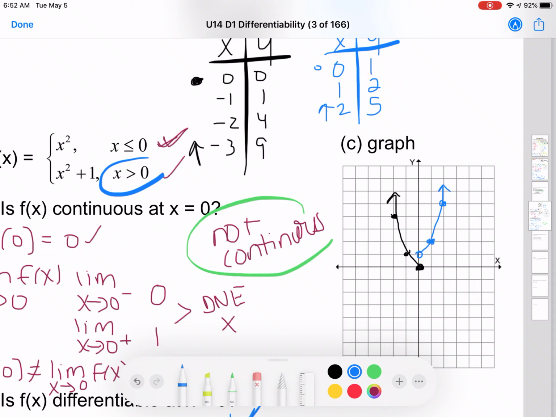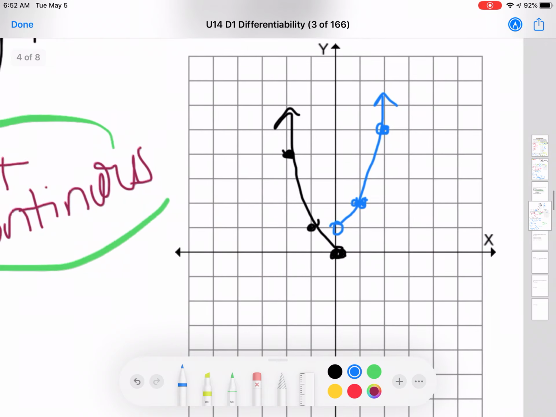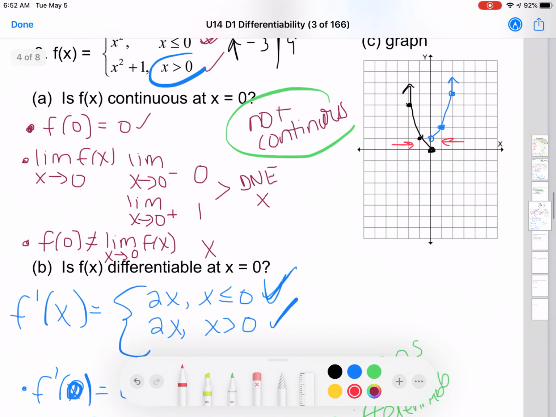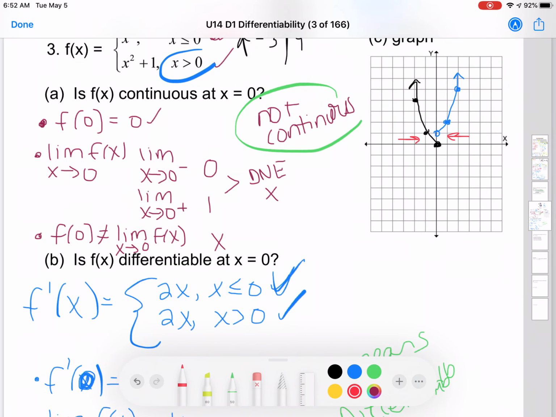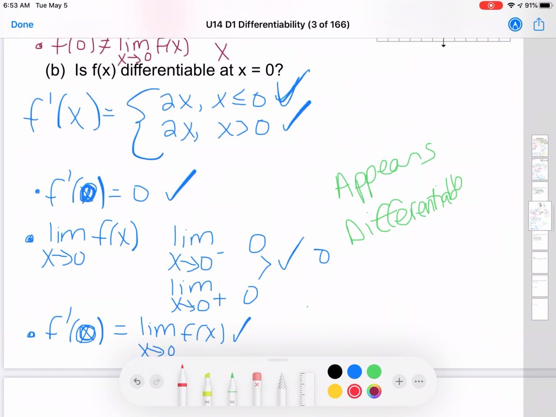All right, so looking at that, we can see that at 0 it is totally not continuous, right? This is not continuous as we approach from the left and the right. We don't land in the same spot. But it does appear to be differentiable at 2, right? Because we were able to prove that it appeared differentiable because it passed this continuity test here.